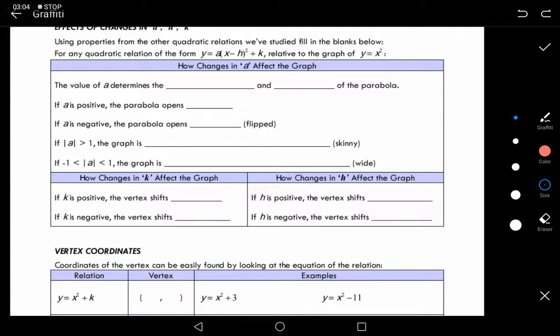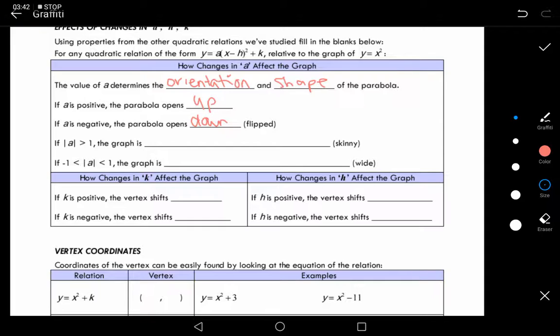So the value of A determines the orientation, which just means, in this context, if it's opening up or down. Okay, so it determines if it's opening up or down, and it determines the shape. So by that I mean it determines if it's wide or skinny, right? Those 2 options. So if A is positive, our parabola is going to open up. If A is negative, then the parabola is going to open down. Okay, if it's opening down, that means it's flipped, right?